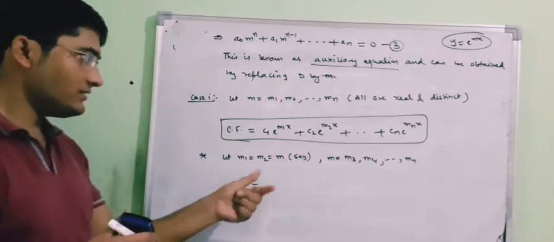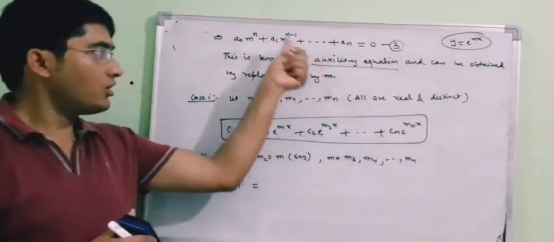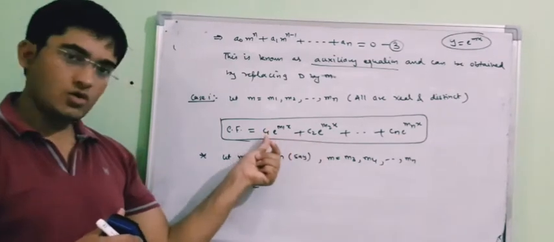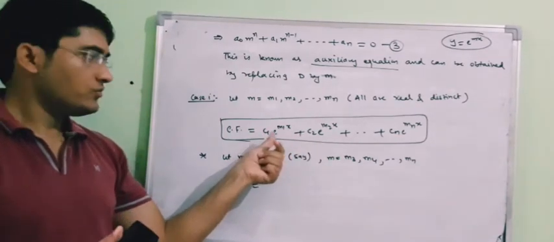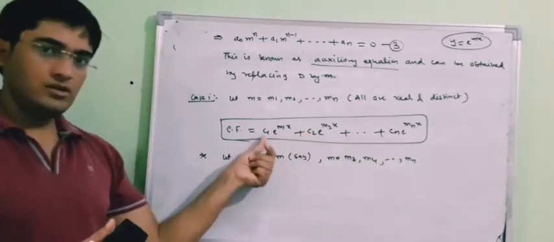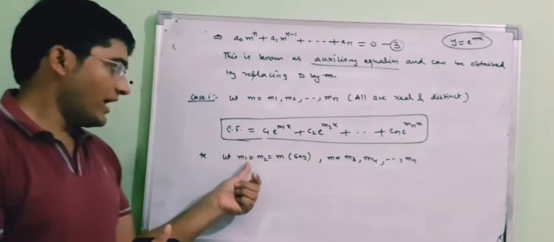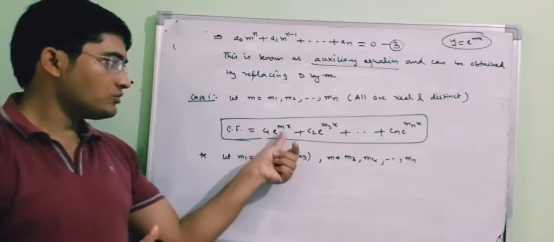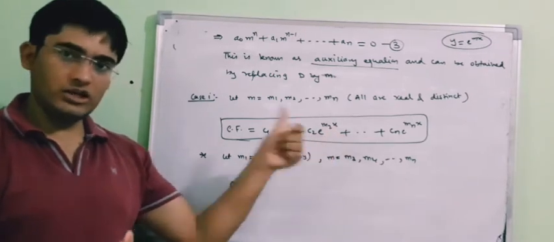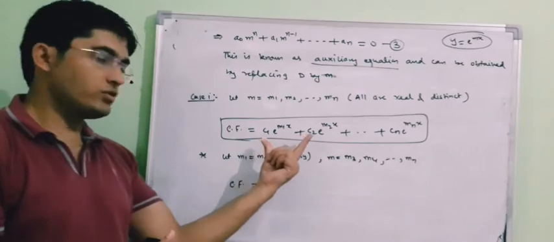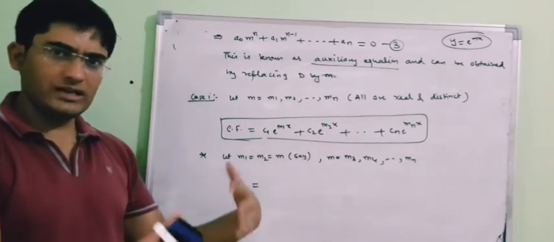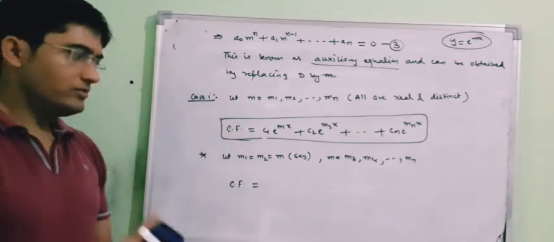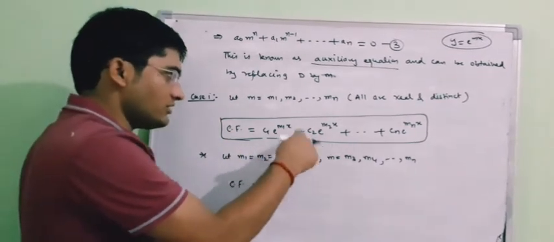But the order of the differential equation was n, so we must have n constants of integration. Now if your m1 equals m2, then we will have c1 e to power mx plus c2 e to power mx. Taking e to power mx common, we have c1 plus c2, which is again a constant that can be written as some other constant a. So that means one constant has been lost.